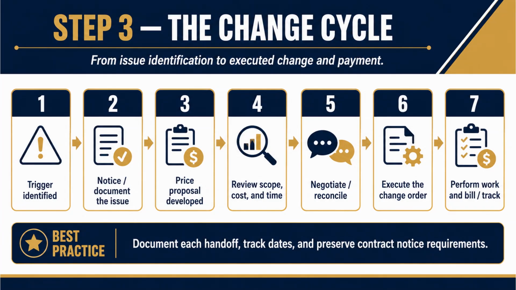And notice, step 7, perform the work, comes last after execution. The entire cycle is built around the principle we keep hitting. You don't build it until it's signed. The disciplined contractor runs all 6 steps before swinging the hammer on step 7.